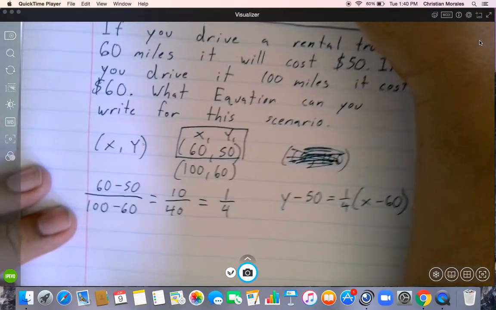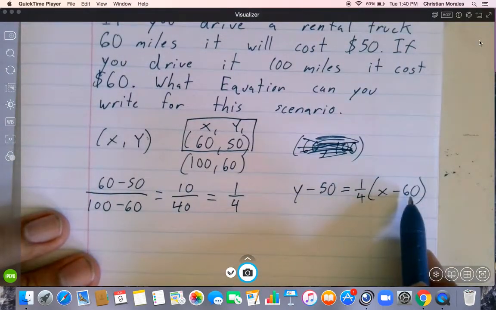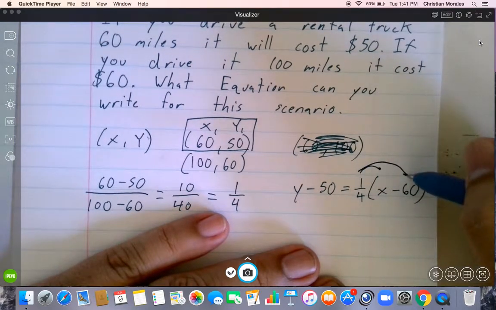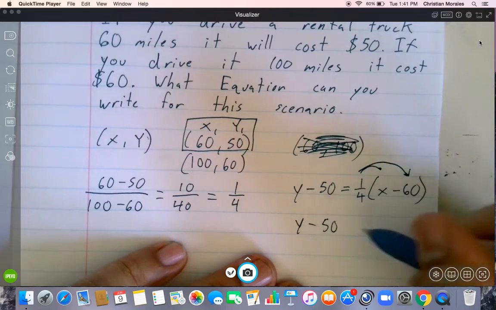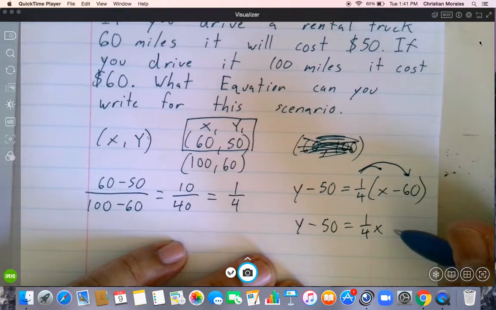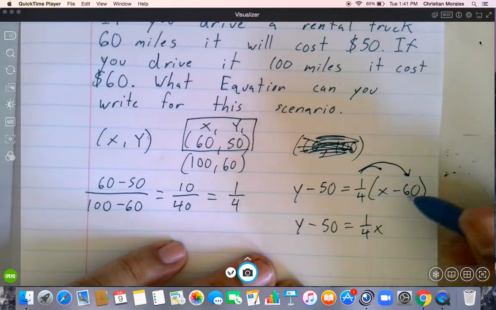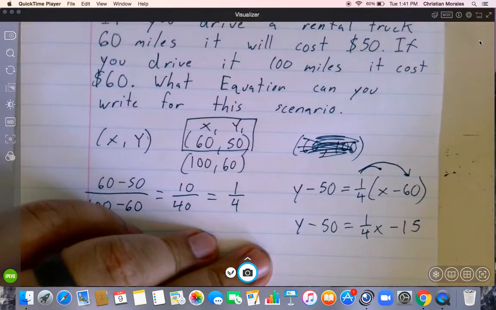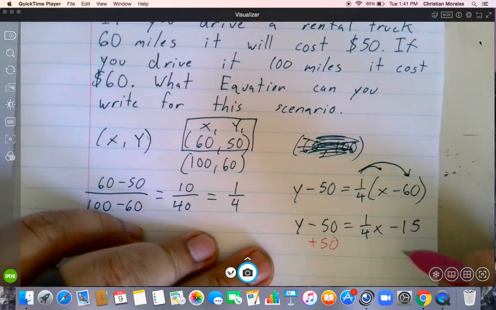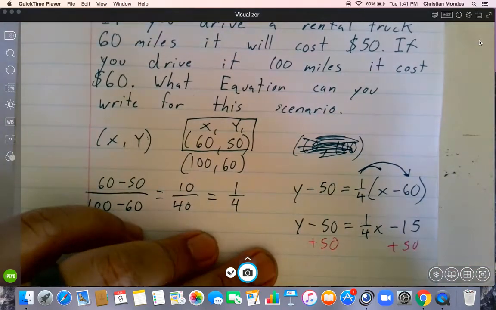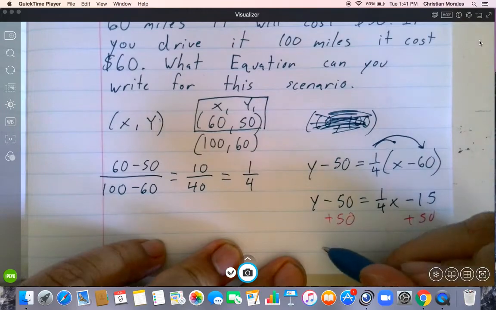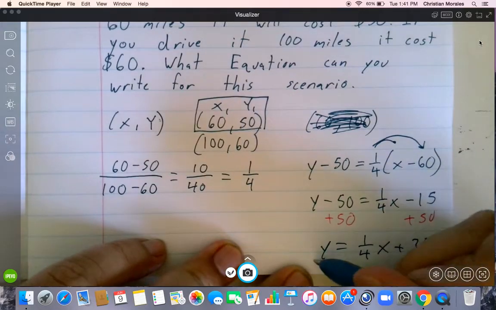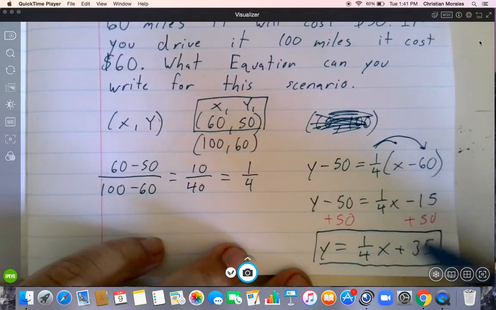Then actually, if you distribute this and move the 50, you get something that looks like this. 1/4 of 60 is actually 15 if you multiply that. Then if you're going to move the 50, you're going to add 50 to both sides. You get this equation. Actually, this is the equation from the last lesson that we did with the truck rentals.